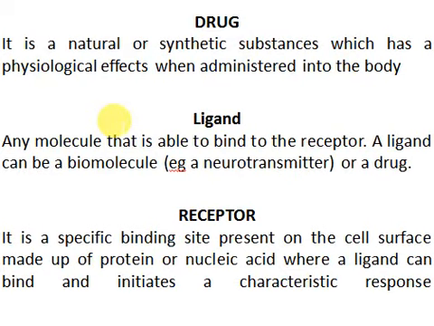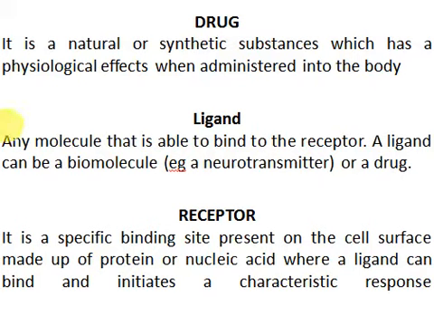Firstly, what is a drug? A drug is any substance, which may be natural or synthetic, which has some physiological effect on the body when it is administered into your body. So whenever you take a substance and that substance has some biological effect on your body, then the substance will be considered as a drug. But remember that food is not considered as a drug. Anything other than food, if it affects your body, whether positive or negative, will be considered as a drug.